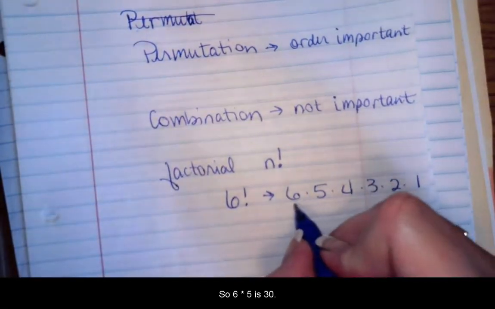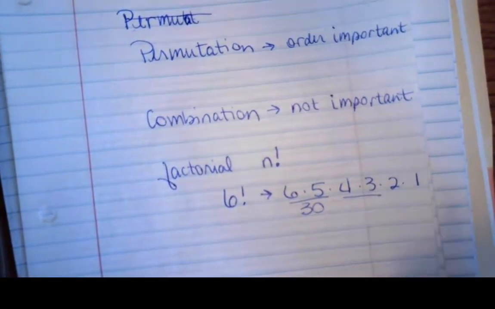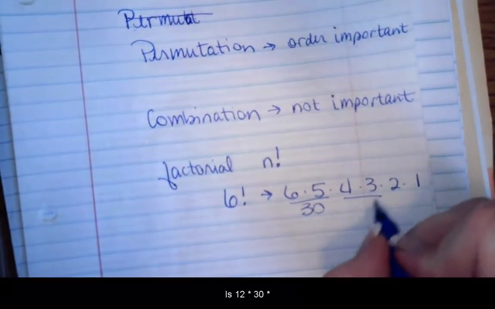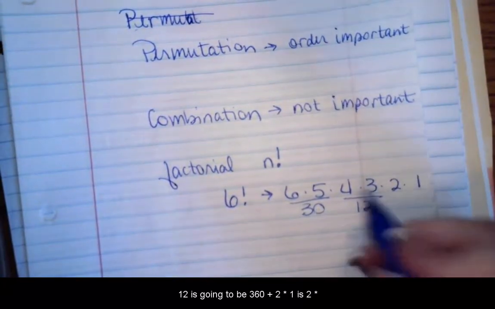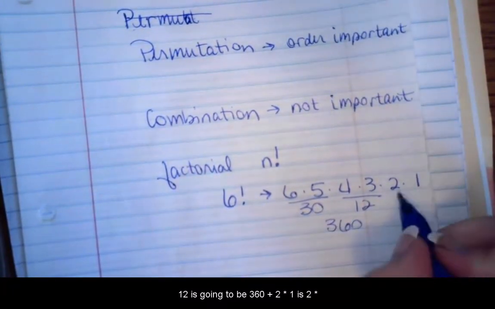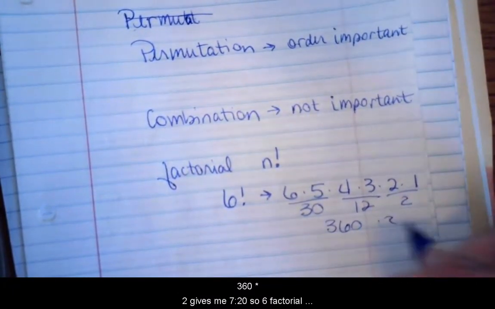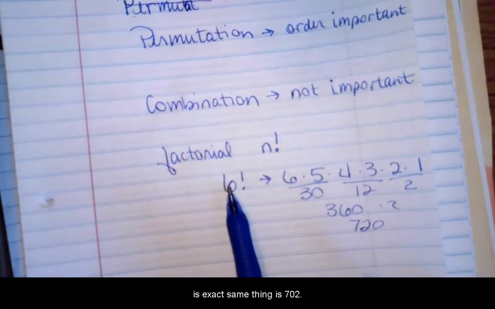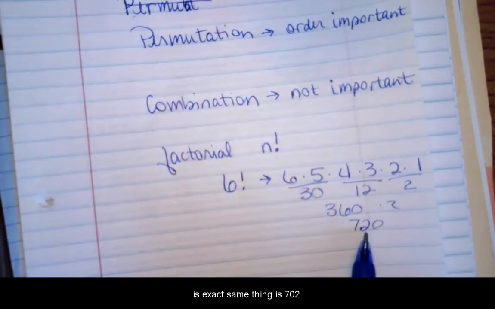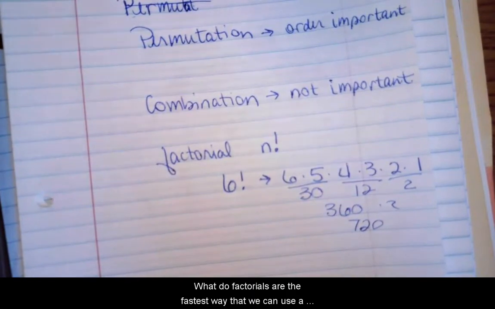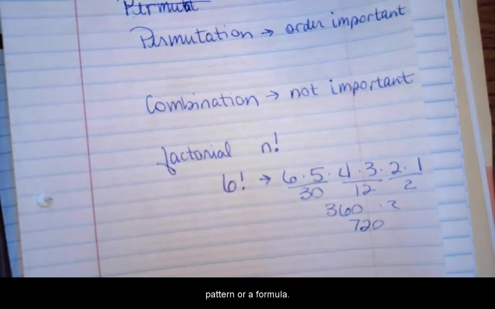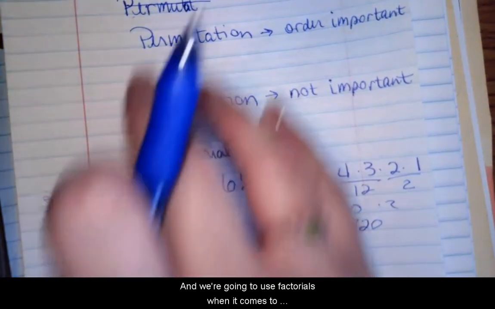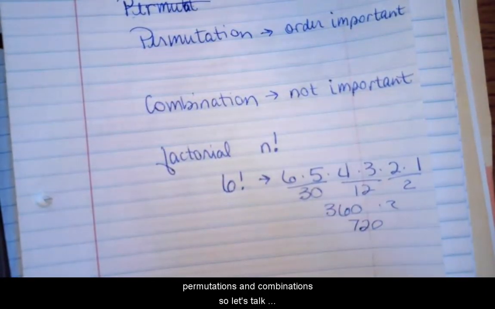So 6 times 5 is 30. 4 times 3 is 12. So 30 times 12 is going to be 360. And 2 times 1 is 2, so 360 times 2 gives me 720. So 6 factorial is the exact same thing as 720. Factorials are the fastest way that we can use a pattern or a formula to make numbers grow, and we're going to use factorials when it comes to permutations and combinations.